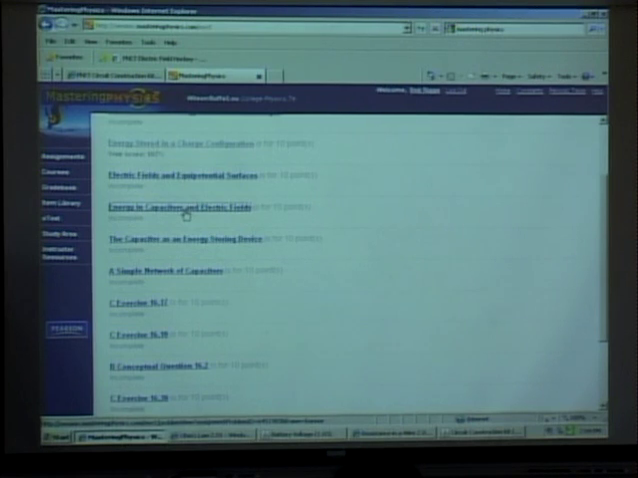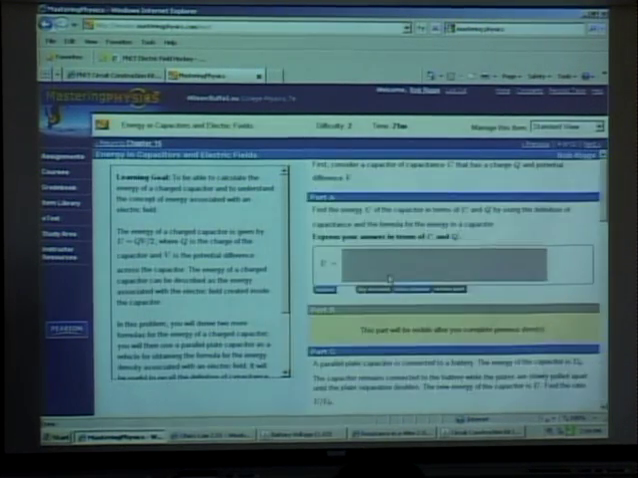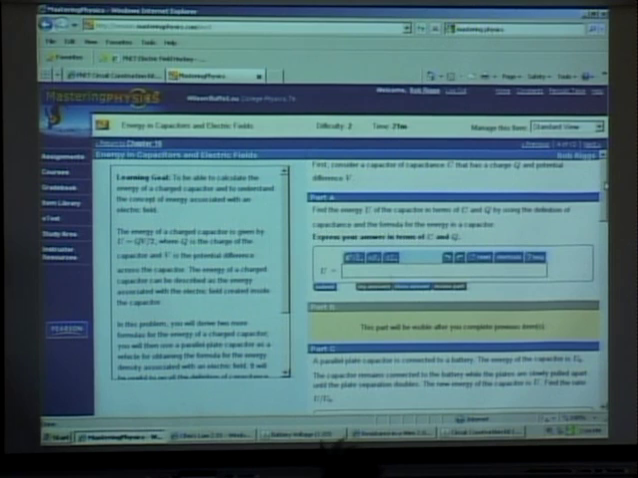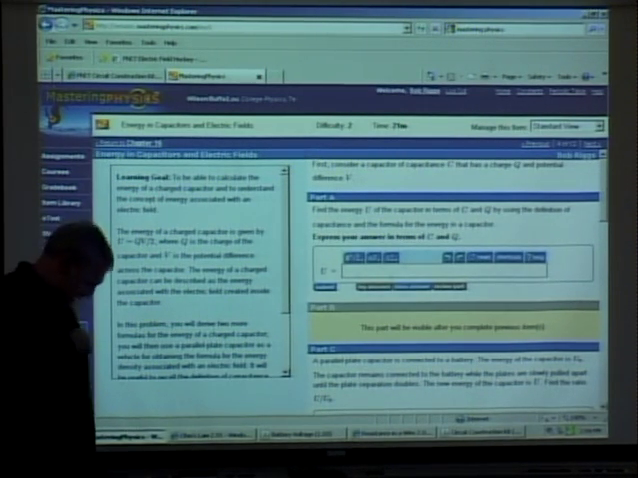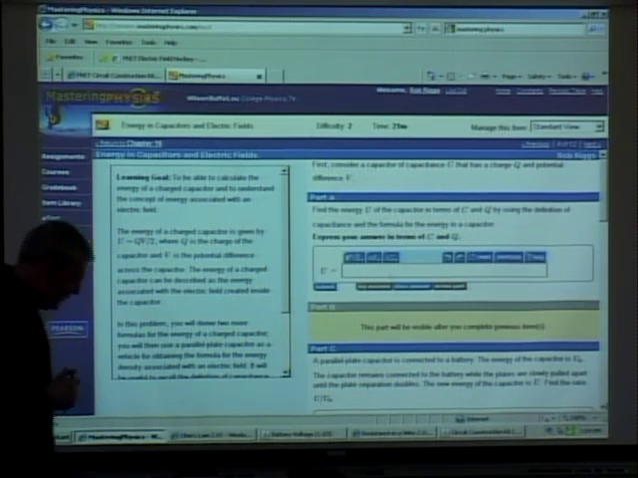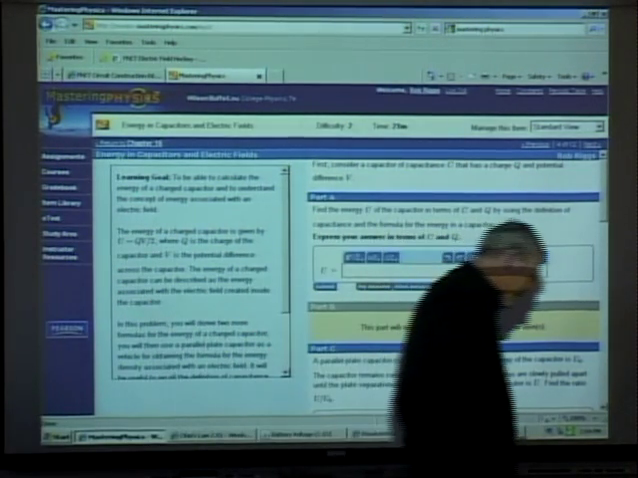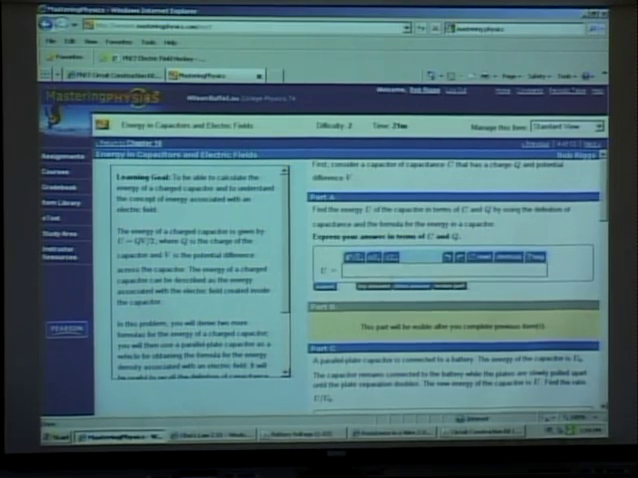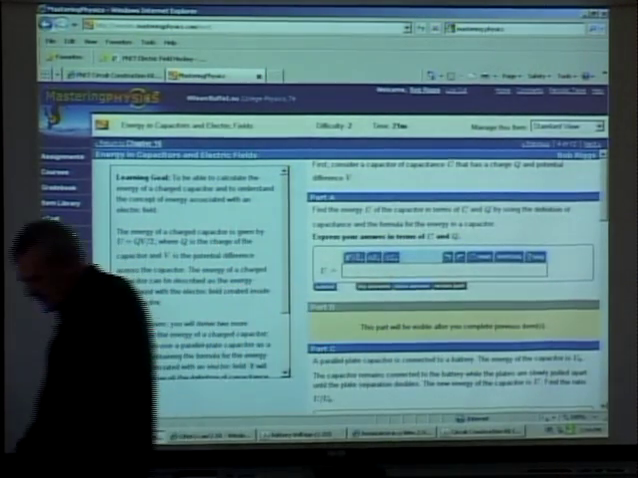Energy and capacitor. Let's take a look at this problem because this one can be kind of ugly. Now some things you've got to keep in mind. Let's work through this one. We're going to work through about 3 of these capacitor type problems so that you can do them. Now things you've got to keep in mind.